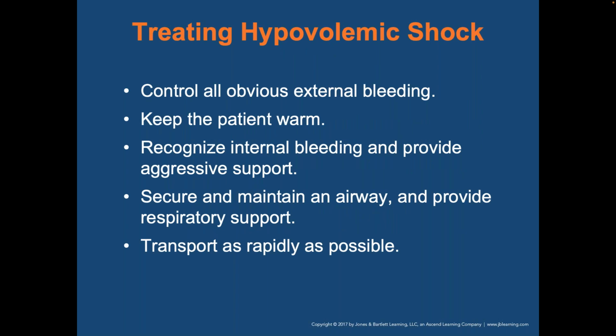All right. For treating hypovolemic shock, so low volume, control all obvious external bleeding and keep the patient warm. If bleeding is not controlled, then control it with direct pressure or a tourniquet. Recognize the internal bleeding and provide aggressive support. We're going to secure and maintain an airway, provide respiratory support, and transport as rapidly as possible.